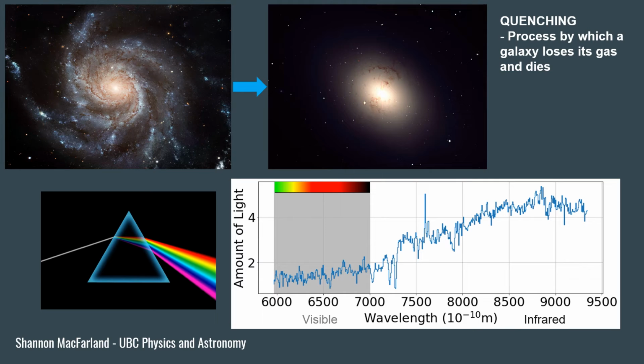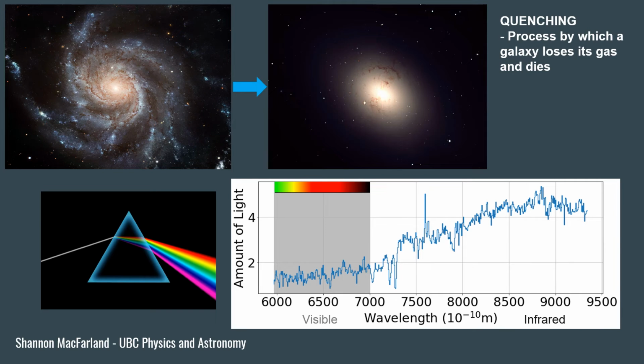Now, we as humans only see a small portion of the entire light spectrum, but galaxies emit light over a large range of wavelengths. In the spectra that I'm observing, such as this one, the gray region indicates the visible light portion, while the rest is in the infrared.